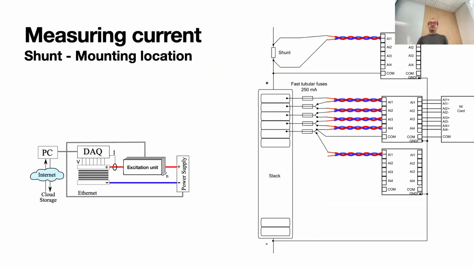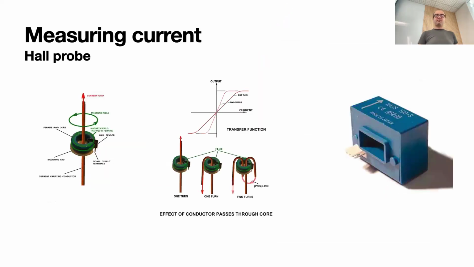Okay, as I already said, that's why I draw it like this. The circuit goes around a couple of meters, so the shunt must be as close as possible to the stack. Luckily, although we have a shunt here, we are not going to use it. We're going to use a different measurement device. So the second scenario is a Hall probe.